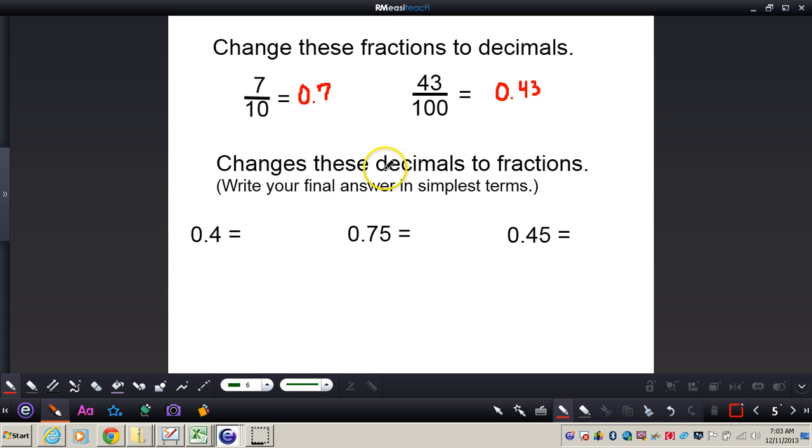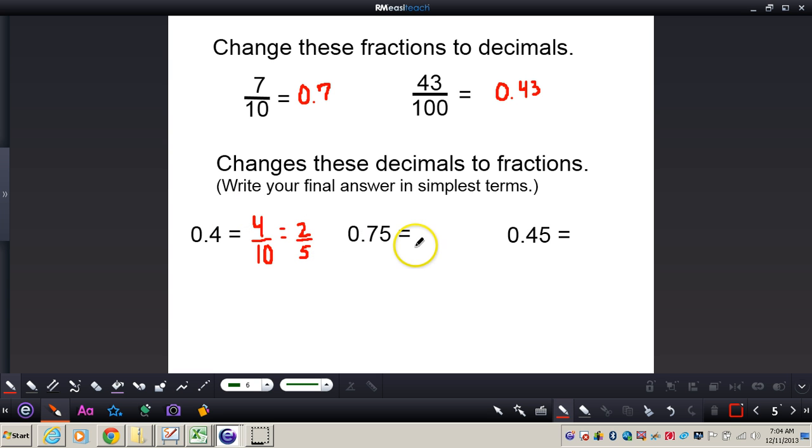Now if we're going to change these decimals to fractions, what we can do right away, 4/10, because I know that 4 is in the tenths place, so I can write my digit here as my numerator, then my denominator is going to be the tenths place, because that final number falls in the tenths place. Now if I'm reducing this to the simplest terms, that's going to be 2/5.